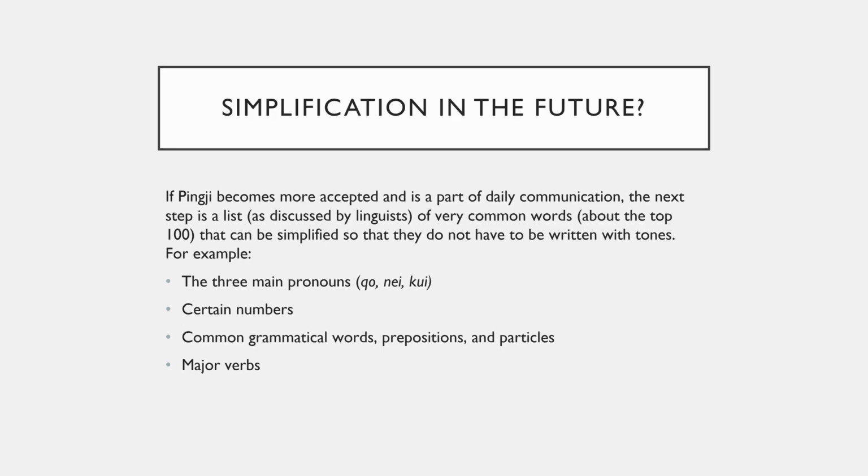Another category of words that can be simplified is certain numbers, and then especially some grammatical words, prepositions, particles, and major words like, for example, the word to be, the word to have, things like that. I already mentioned that the word which means not is automatically simplified, and that could just be the first one on a list of multiple.